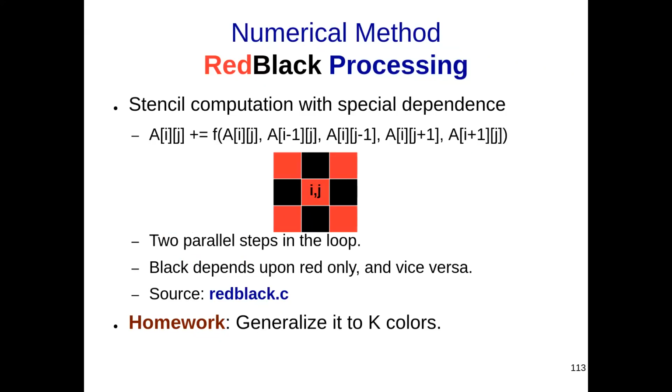As a homework exercise, you can try generalizing it to more than 2 colors, but essentially you are going to have that many sequential steps. Each step is parallel. So in this case, it is red-black. In the other case, it might be red, black, blue, and so on. This code is also available. You might want to take a look at it.